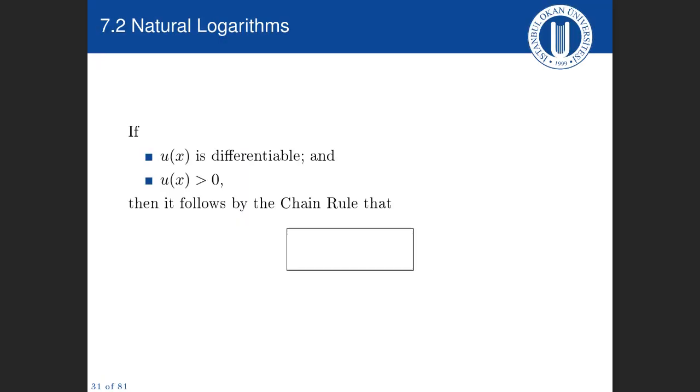Taking that and using the chain rule, if u is a differentiable function of x, and if u of x is greater than or equal to 0, then it follows by the chain rule that d/dx of ln u is d/du of ln u multiplied by du/dx. So that's 1 divided by u times du/dx. The next example is going to use this formula.